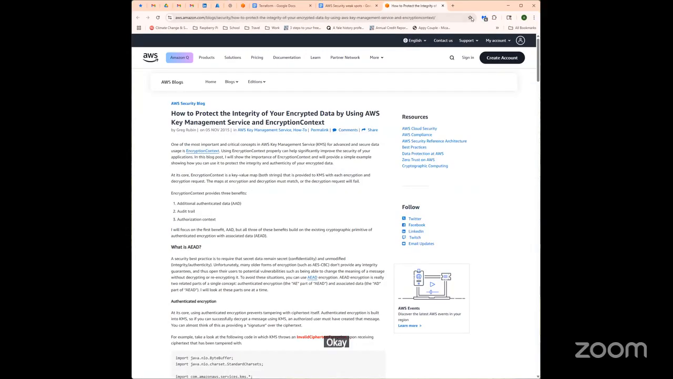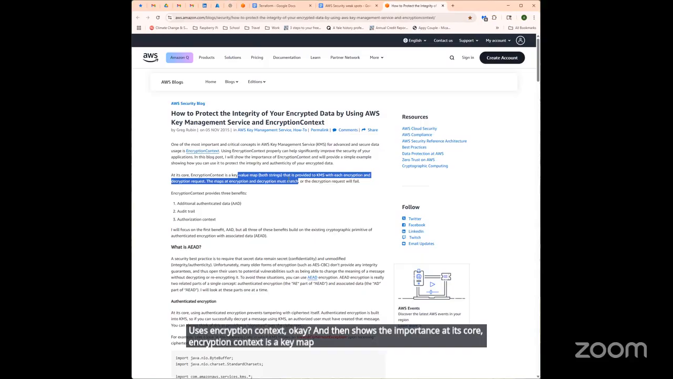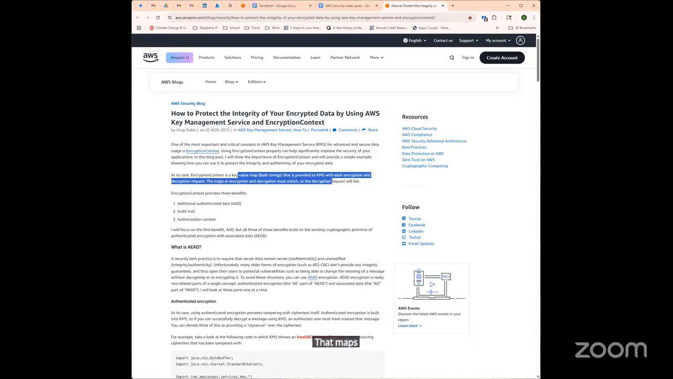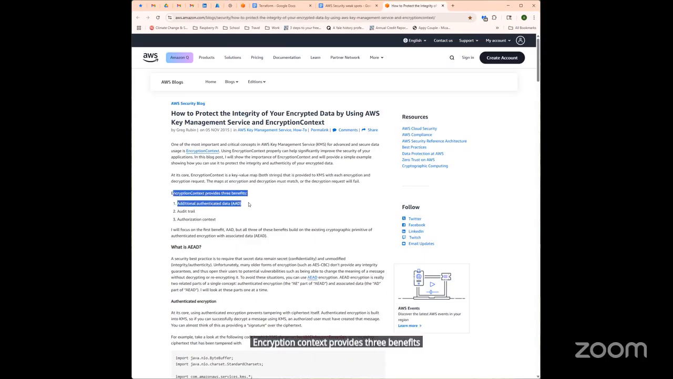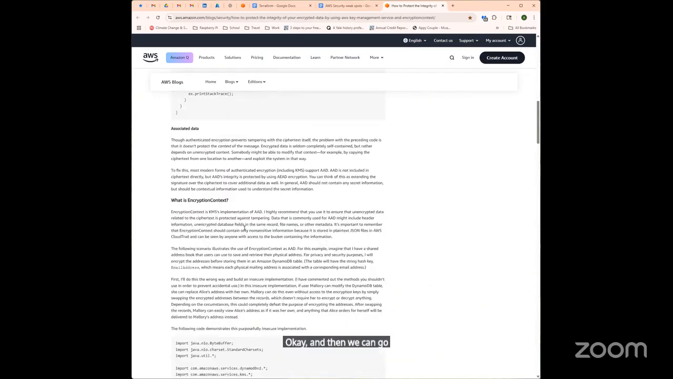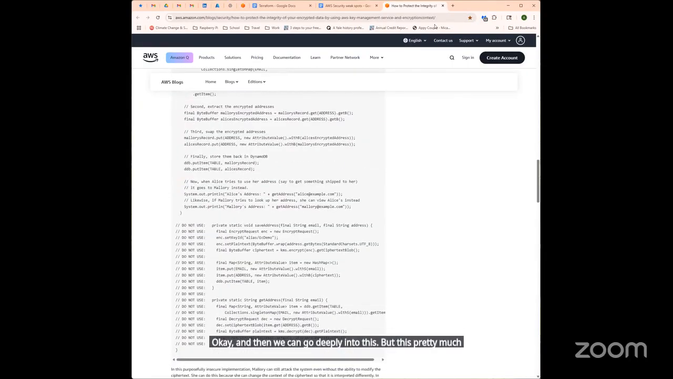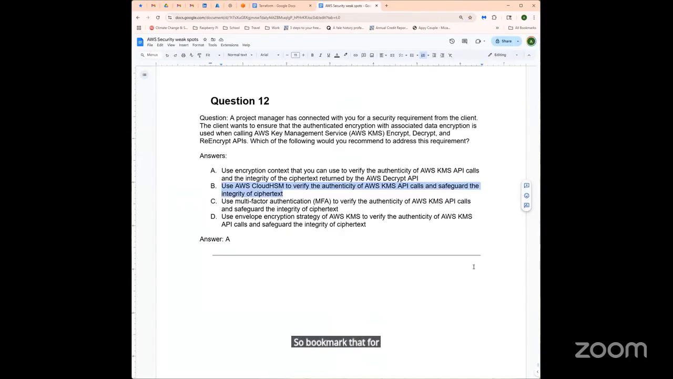Let's get some information here. One of the most critical parts of KMS for advanced and secure data use is encryption context. At its core, encryption context is a key-value map of strings provided to KMS with encryption and decryption. The map at encryption must match or the decryption request will fail. Encryption context provides three benefits: AAD, which we just talked about, the audit trail, and authorization. We can go deeper into this, but this pretty much covered it at the start. So bookmark that for your studies.